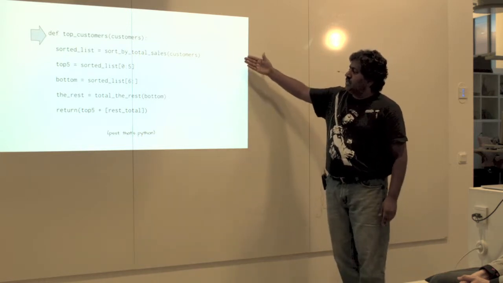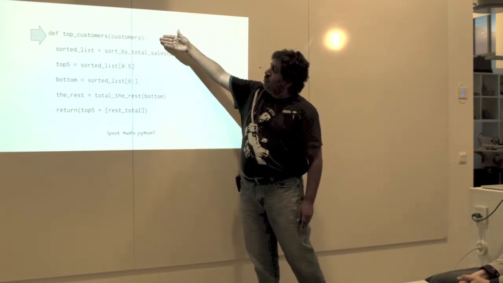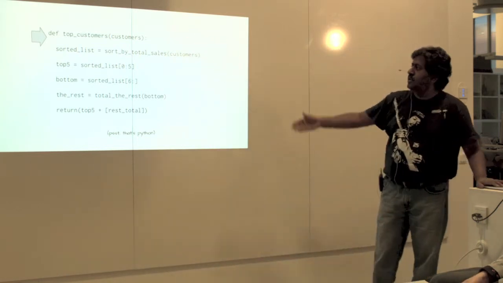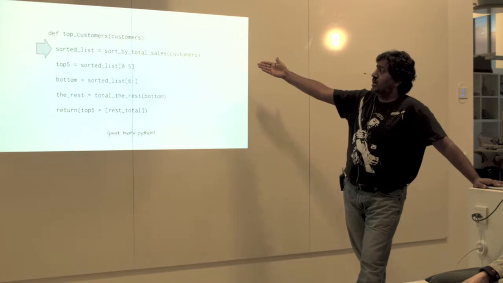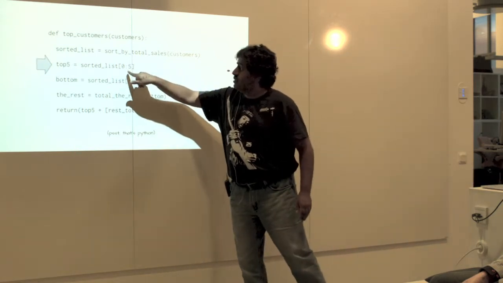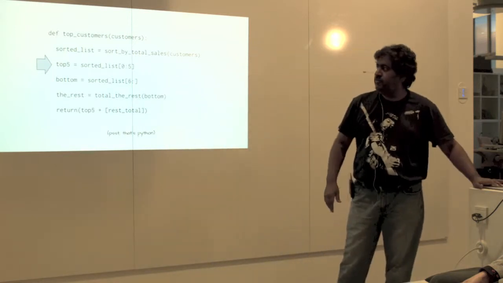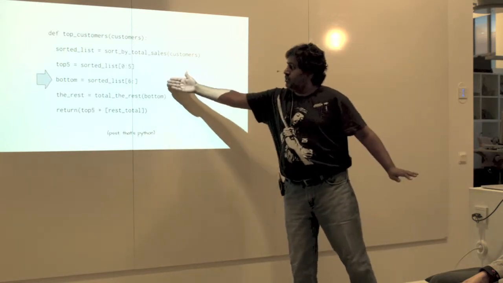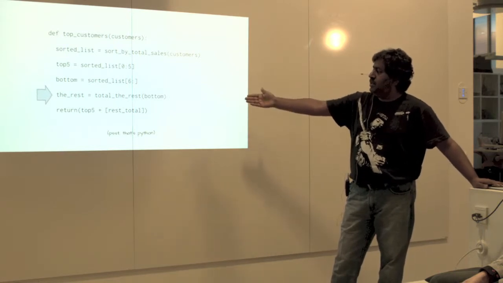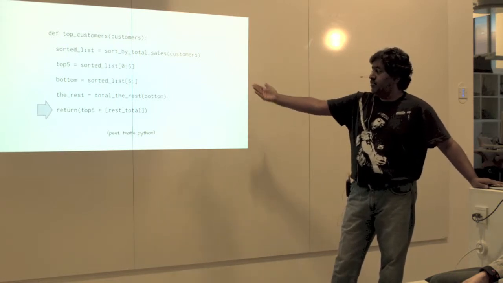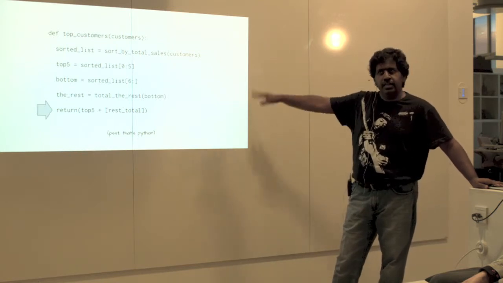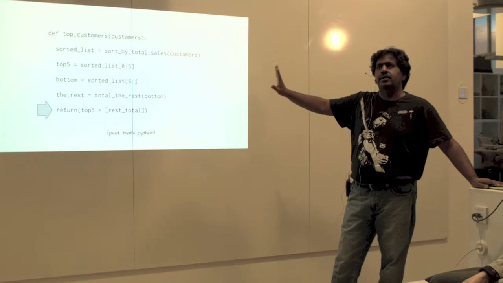So if I take this Python code, define top customers, the first line is basically sort the customers by total sales, slice the list by taking the first 5, which are the top 5, get the bottom, everything from 6 onwards, total up the bottom, and return the top 5 and the total. Not horrible. Extremely easy to read, really nice and simple.